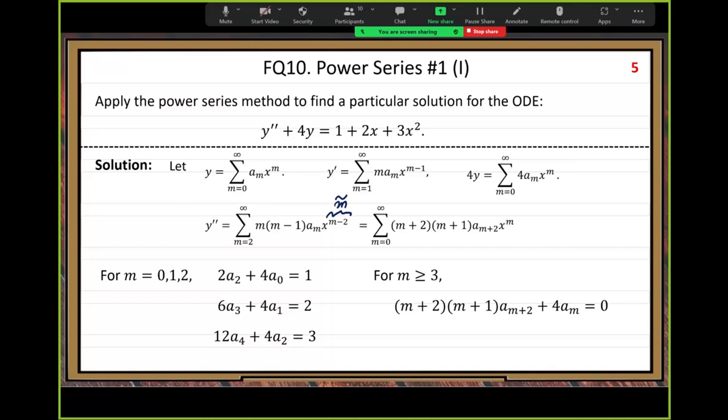Equal to 0. Then we can write a sub m plus 2 equals negative 4 over m plus 2 times m plus 1 times a sub m. So this is true for all m greater or equal to 3. All right, so after this preparation, in our next slide, we are ready to calculate all these little a coefficients.